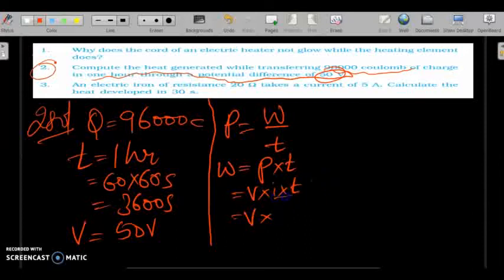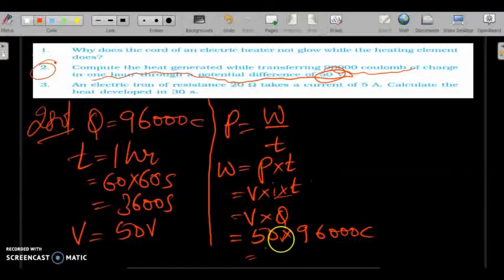So what I do is, I know well that I into T is equal to Q. So I simply multiply V and Q. What is V? It is 50 into Q. What is Q? 96,000 coulombs. So this is 50 volts. Now how much will that be?